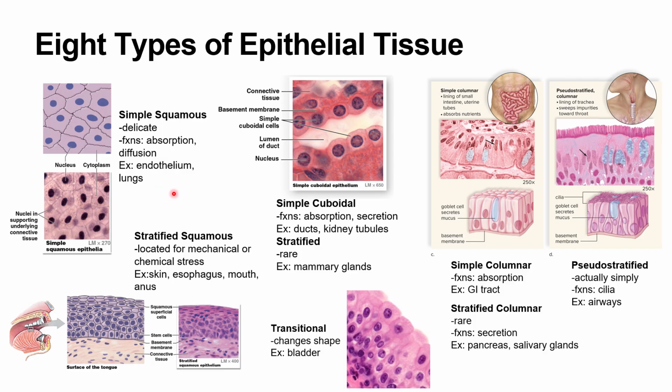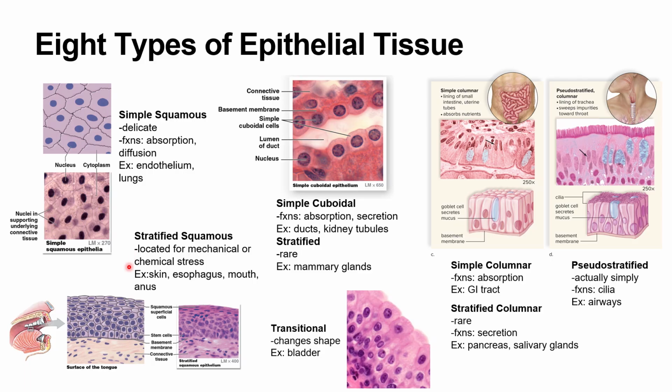Moving on to our stratified squamous epithelial tissue, this is going to be our multi-layered tissue that's going to have all of our different thin, kind of flattened shaped cells. So stratified squamous, because there's going to be lots and lots of layers to it, this is going to make stratified squamous tissue very good for resisting mechanical or chemical stress.